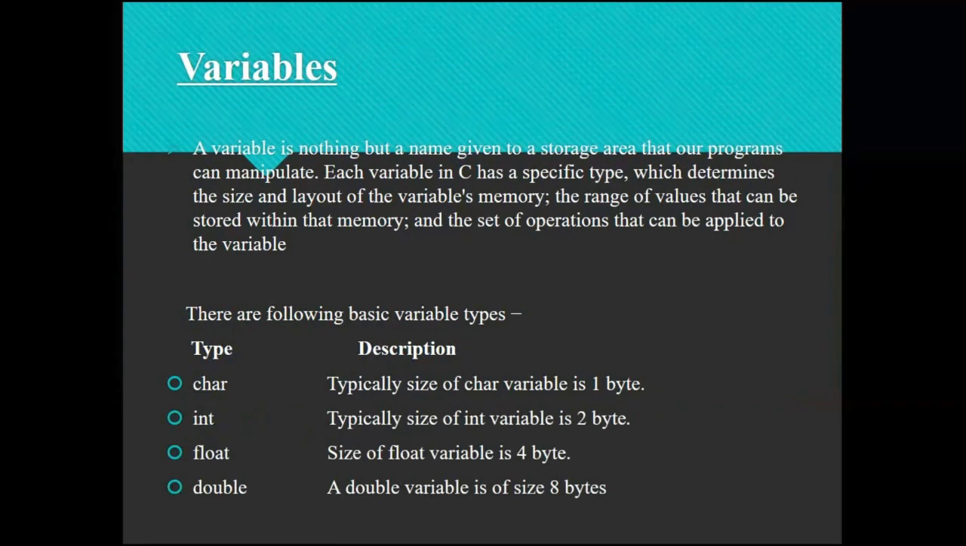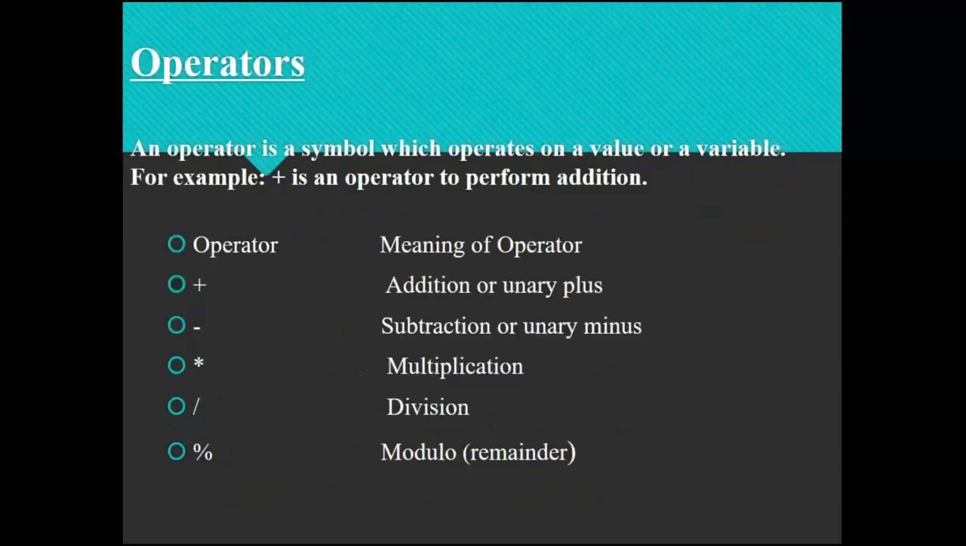Variables. A variable is nothing but a name given to a space. Variables are used for storage of data. Each variable in C has a specific type which determines the size and layout of the variable's memory. There are different types of variables in C like char, int, float, double and many others. The size of char is 1 byte, the size of int is 2 bytes, the size of float is 4 bytes and the size of double is 8 bytes.